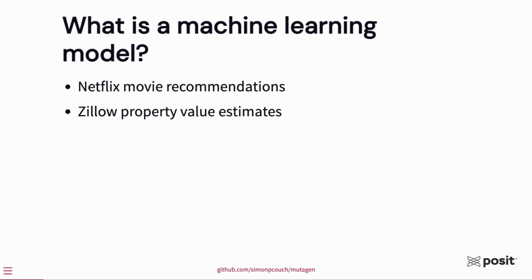Another example: on Zillow, if you're looking at houses or apartments, there are estimates of the value of the property or the rent that they would expect you to pay if you were to live there. So that's another example of a machine learning model.